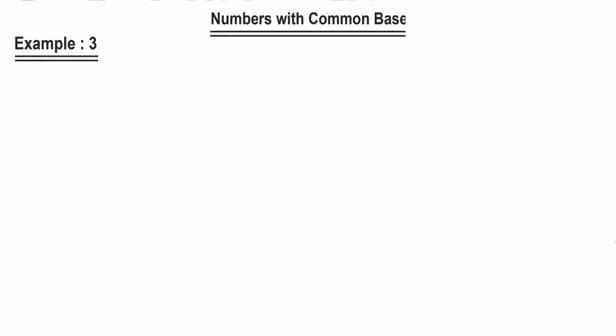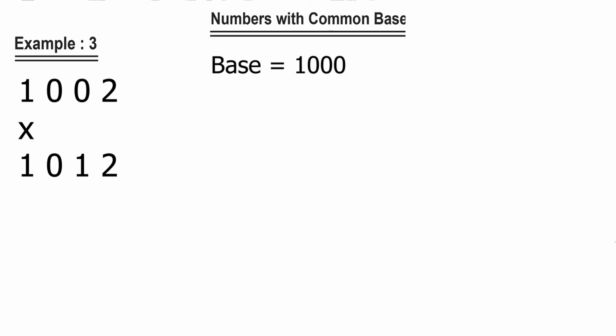Now for our next example, let us multiply 1002 by 1012. Here both our numbers are greater than the base, which is 1000, so both A and B will have negative values. As you can see on your screen, the value of A would be 1000 minus 1002, that is minus 2. The value of B similarly would be 1000 minus 1012, that is minus 12. So as you can see from the example, it does not matter if the number that we are multiplying is greater than or less than the base. The only thing that you need to be careful about is the sign of the values of A and B.